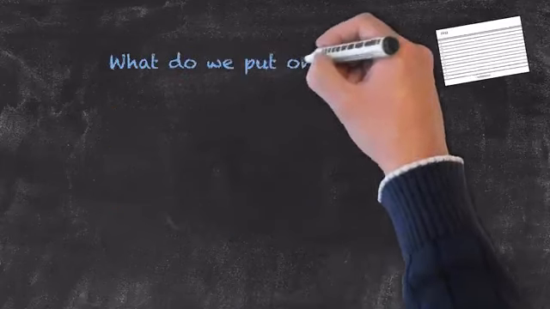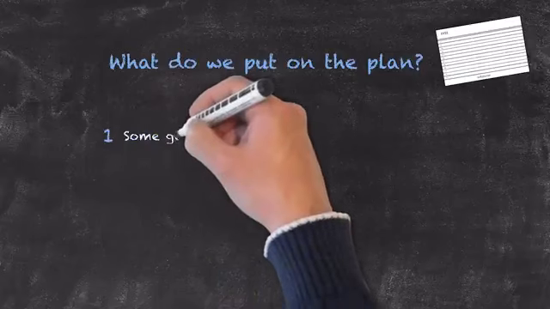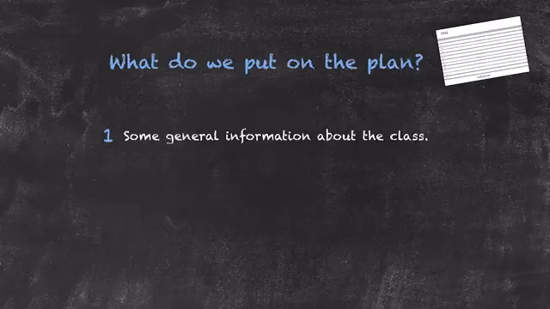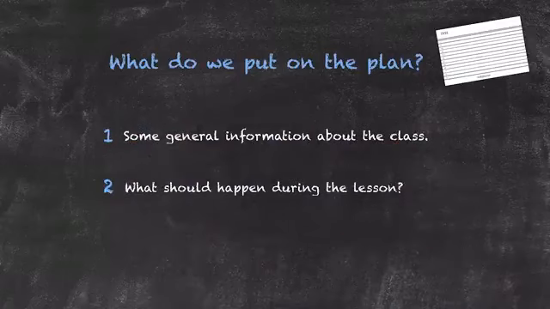What do we actually put onto that plan? Basically, there are two areas that we need to cover on our lesson plan in order for somebody else to be able to take that plan and adequately cover our lesson. Firstly, we need to put some general information about the class that is being taught, so how many people are going to be there and so on and so forth. And secondly, what should happen during the actual lesson.